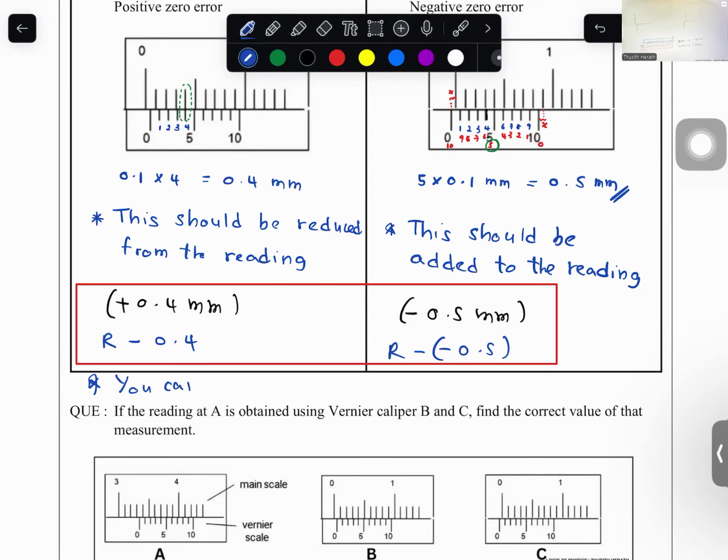You can always reduce the error from the reading if you are considering errors as plus or minus.